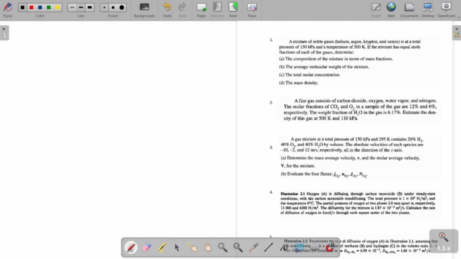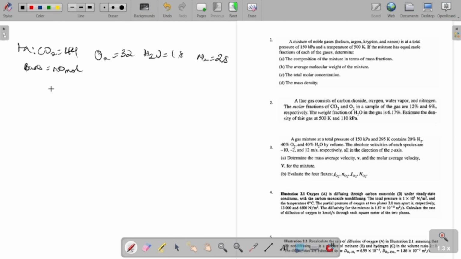First you have to know the molar masses of each of the compounds. CO2 has a molar mass of 44, O2 has a molar mass of 32, H2O has a molar mass of 18, and nitrogen has a molar mass of 28. Since we have all the molar masses, I'll assume a basis of 100 mole.